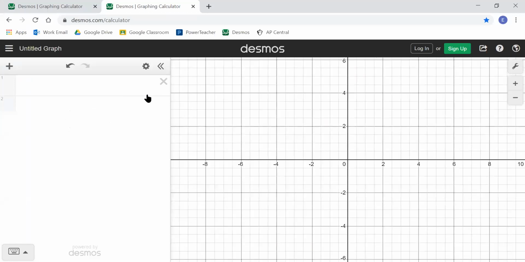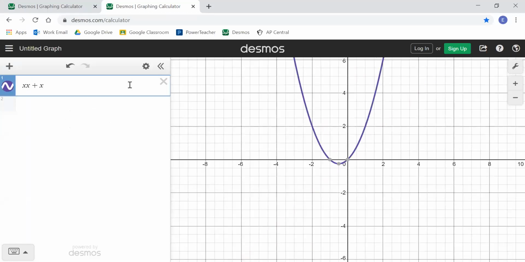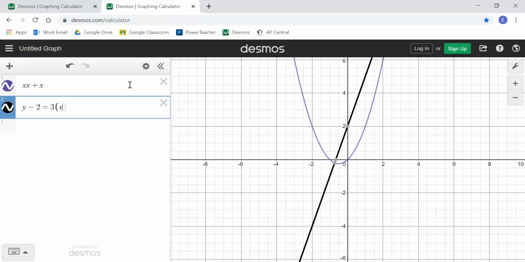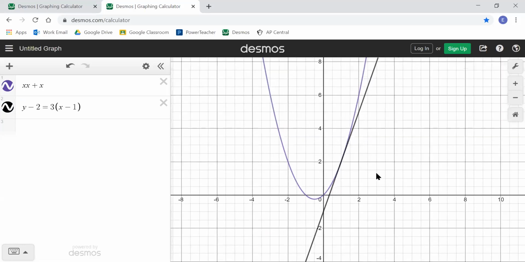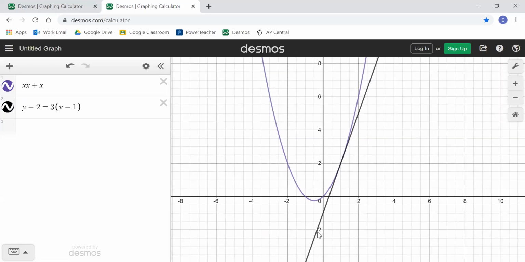So let's look at x squared plus x, and we have y minus 2 equals 3 times x minus 1. And hopefully you can see that my linear black function here is touching the purple parabola at just the one point right here at the point 1 comma 2, and then bouncing back off and staying on the right hand side of it. Everybody see that? Yes.